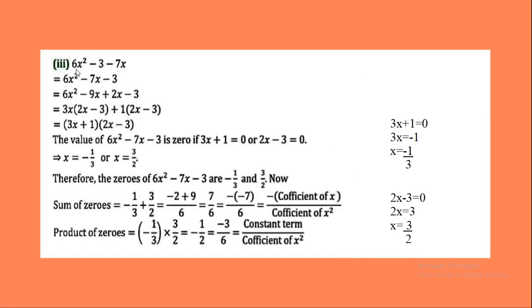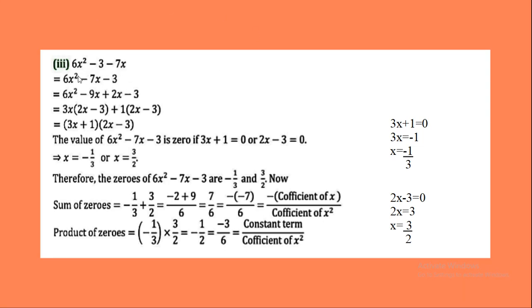Okay. And the next one is 6x square minus 3 minus 7x. First we have to write this polynomial in its standard form. The standard form is ax square plus bx plus c. That is, here we have to write it as 6x square minus 7x minus 3.